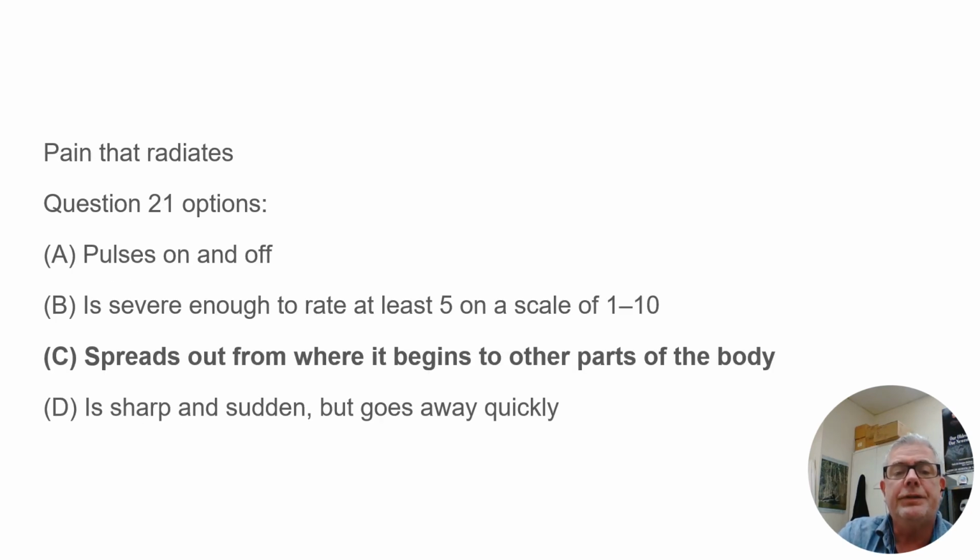Pain that radiates means it spreads out from where it begins to other parts of the body. A very common example would be chest pain from a heart attack, which quite often will radiate to the left upper extremity or to the jaw, sometimes to the back. Gallbladder issues can sometimes radiate to the right shoulder. We call this referred pain.